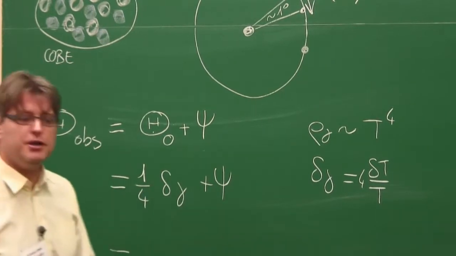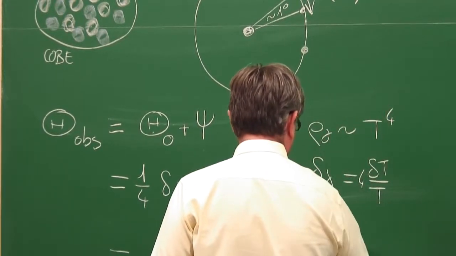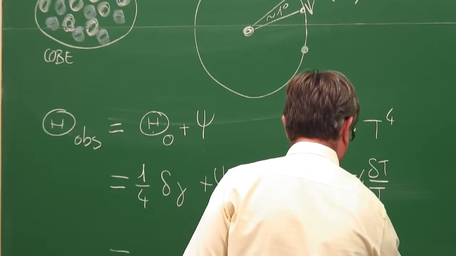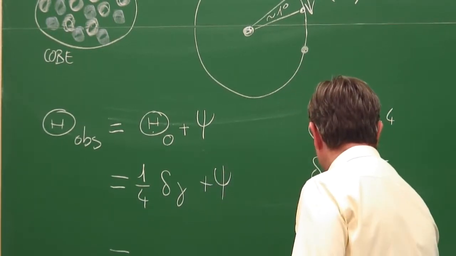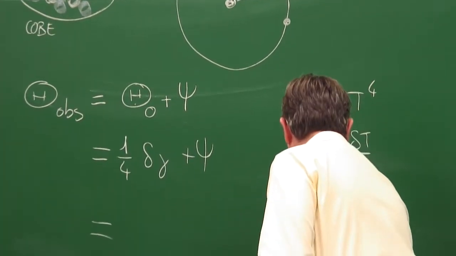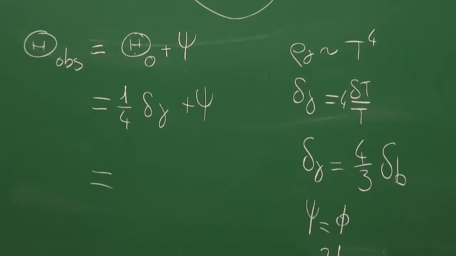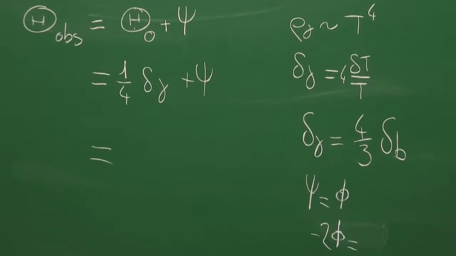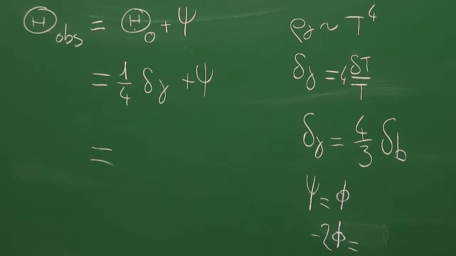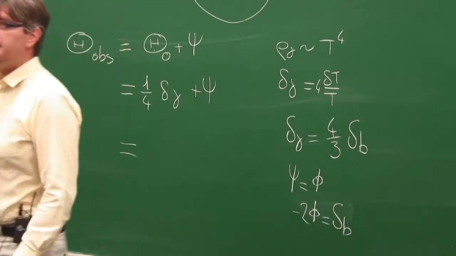But we found the relation outside the Hubble radius between delta gamma, baryon, and metric perturbations. Remember that outside the Hubble radius, delta gamma is equal to 4/3 of delta B. And we said that psi is equal to phi. And finally, that minus 2 phi is equal to the dominant density perturbation. Decoupling takes place at the beginning of matter domination. So the dominant perturbation during matter domination is given by delta B. This is what we said at the very beginning of yesterday.